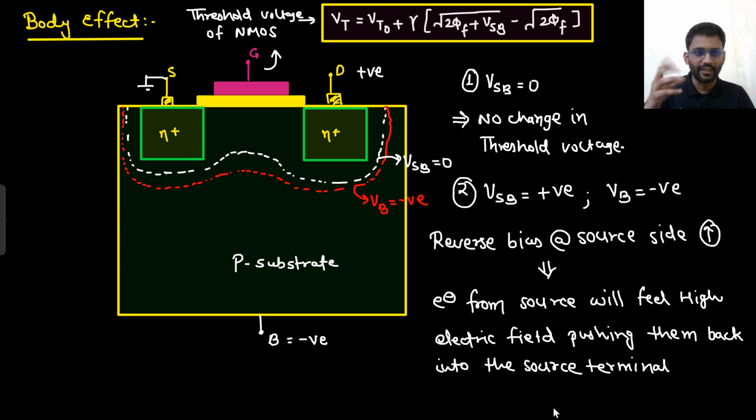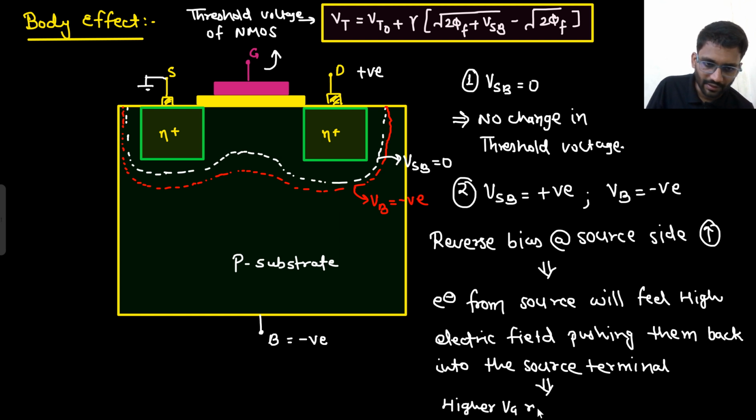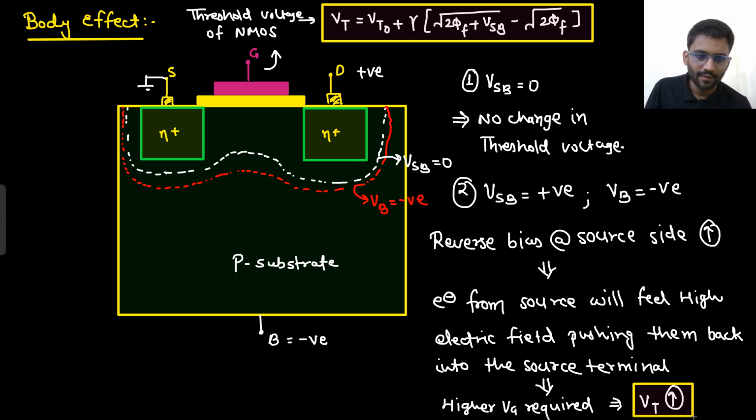So electrons will feel a high electric field that will push them back into the source terminal, so you need high Vg. Higher Vg required, and because of that, what will happen? Vt is increased. Well and good.